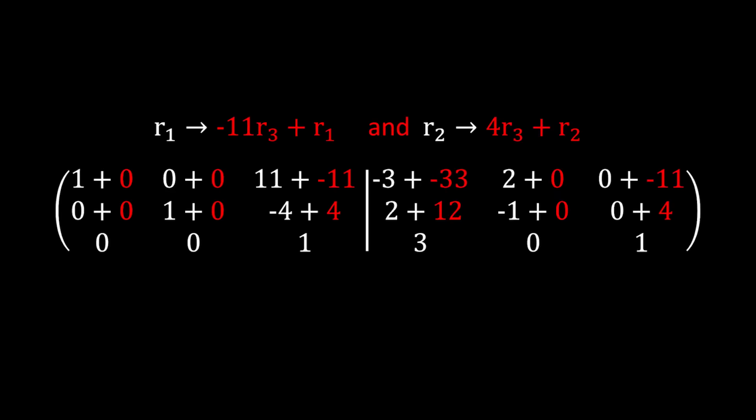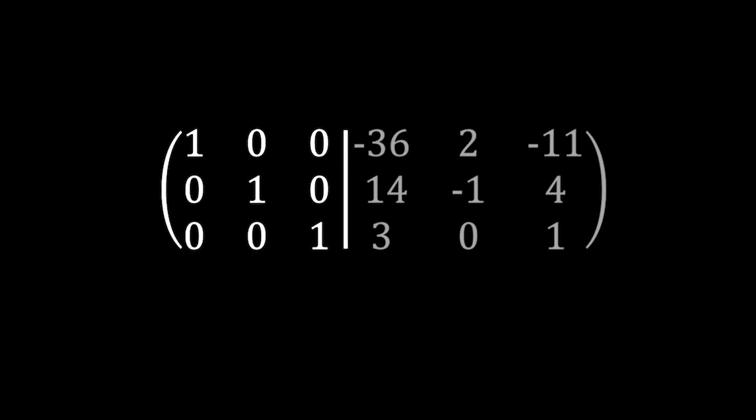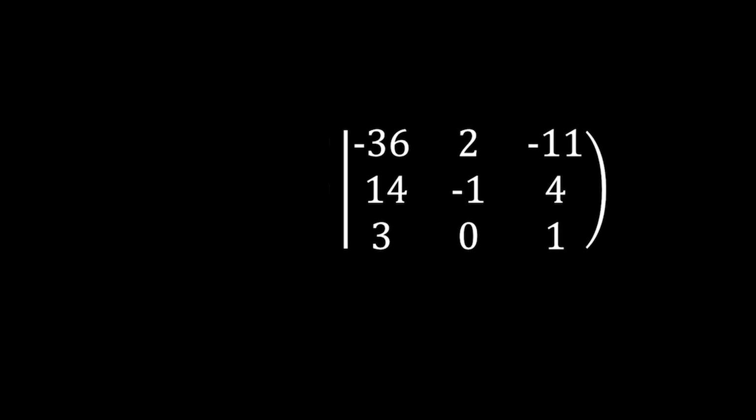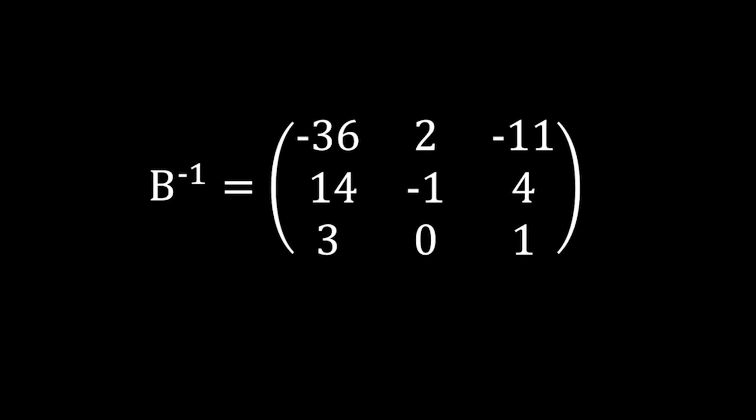This leaves us with an augmented matrix where the left-hand side is a 3 by 3 identity matrix and the right-hand side is some product of Gaussian elimination. The right-hand side is also now the inverse of our original matrix. So B inverse is equal to this matrix.